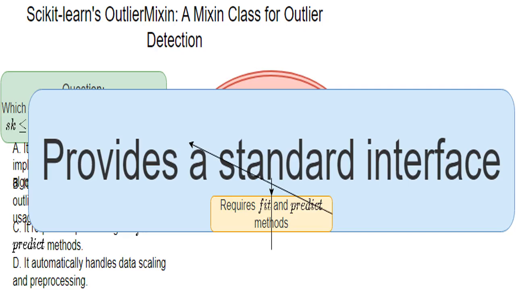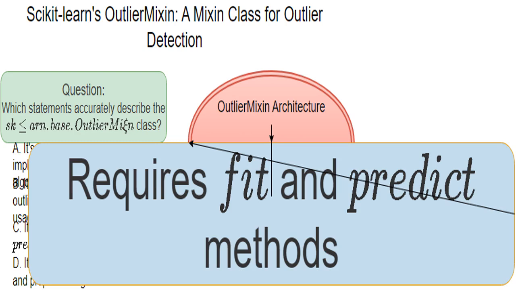This line summarizes a key characteristic of OutlierMixin. It provides a consistent way for different outlier detection algorithms to work within scikit-learn. Think of it like a common language. All algorithms using it speak in the same way, making them easy to use together. As you've probably guessed, this reinforces the previous point that classes using OutlierMixin must have these two methods. These methods are the backbone of any scikit-learn estimator, the models, ensuring consistency in model training and prediction.